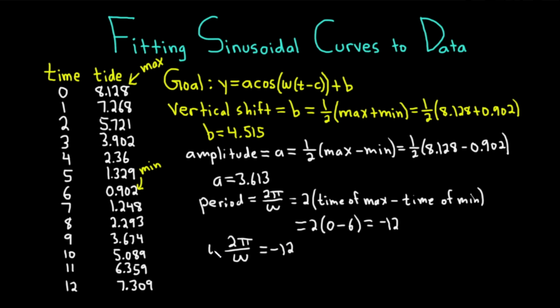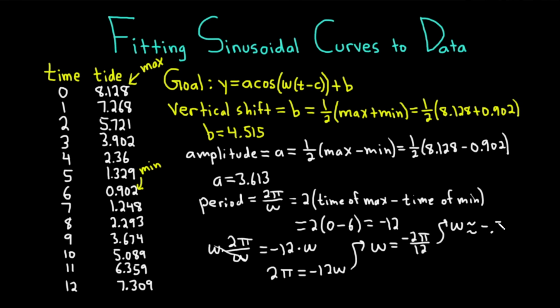What we can do here is we can multiply both sides by omega. The omegas cancel. We have 2 pi equals -12 omega. Then divide by -12 and you get omega equals -2 pi over 12. And if you put this in your calculator, you end up with omega equal to approximately -0.52. Okay, that's going to be our value of omega. It's not going to matter that it's negative because cosine's an even function.